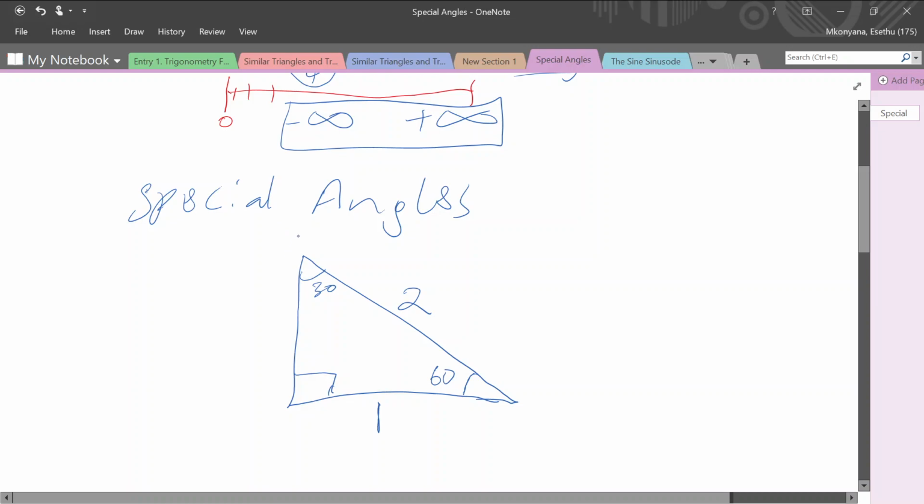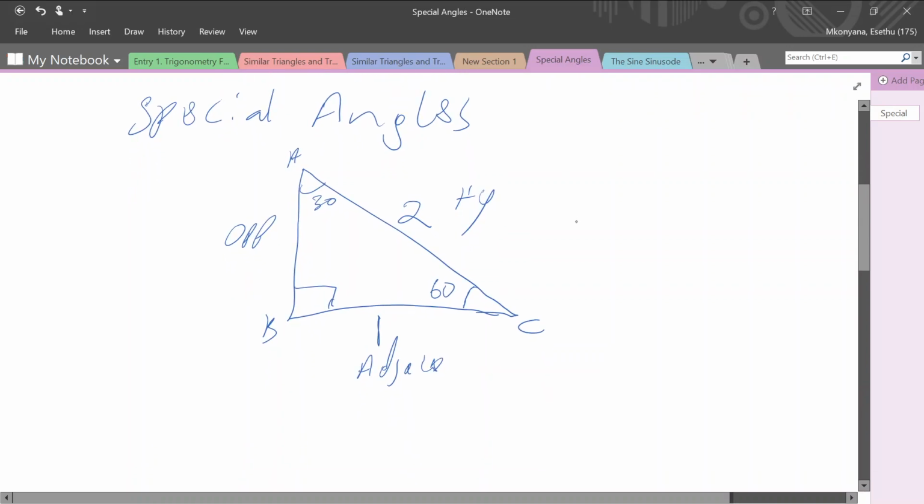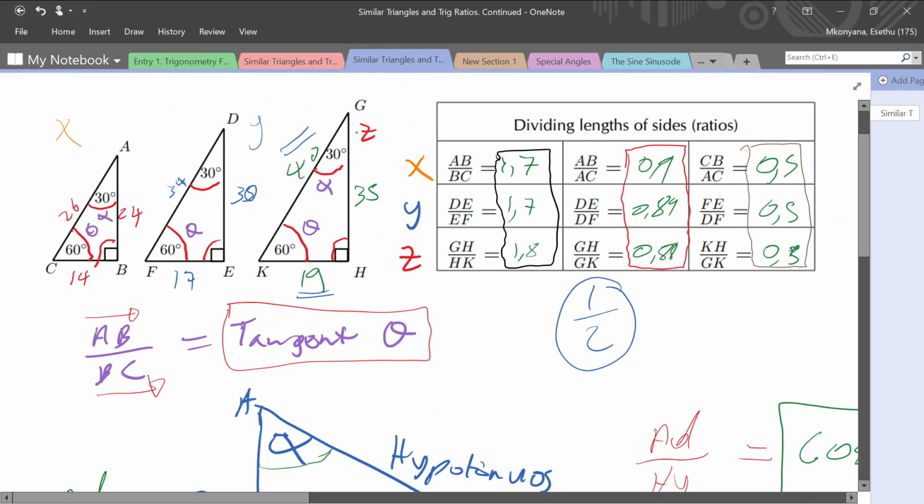So in a sense, if you have A, B, C, this is opposite to 60, this is the hypotenuse, and this is adjacent. So this BC side, the adjacent side, over the hypotenuse will always be a half. We saw from this that it doesn't matter how big the triangle is, as long as it has these two angles, 60 and 30, distributed like that, the ratio of this side to that side will always go to a half. We've seen it here, we've done it practically.